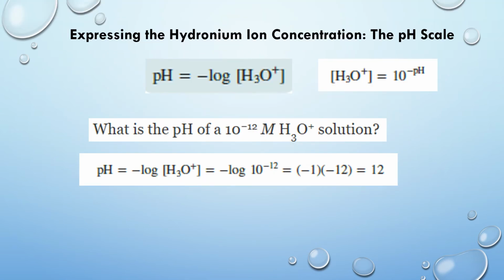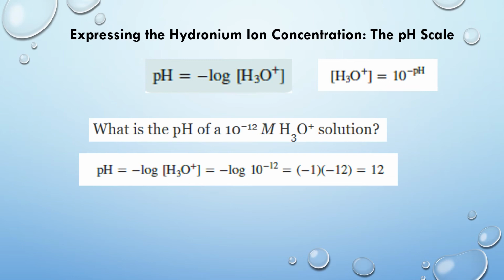Another way to express the concentration of this proton is using the term pH. You can remember this term by thinking of it as the power of a proton, so the power of proton, pH. So the pH is equal to the negative log of the proton concentration. Remember there's a negative sign in front of the log.